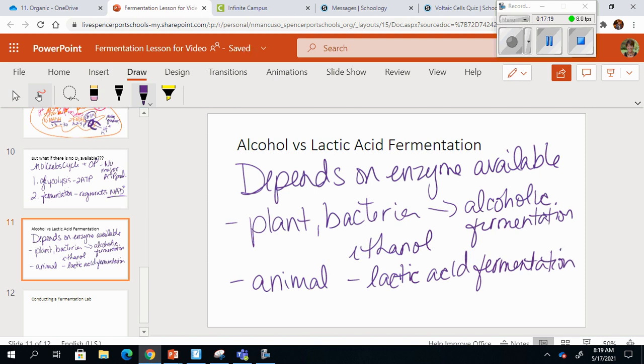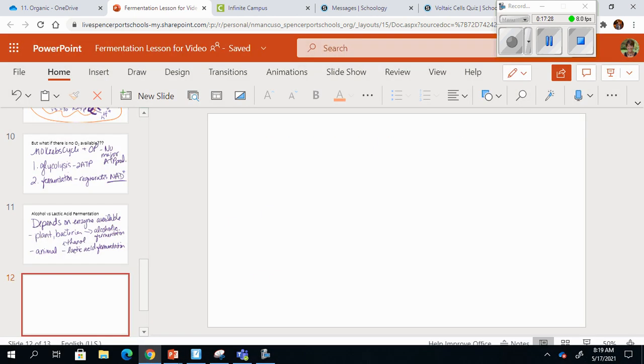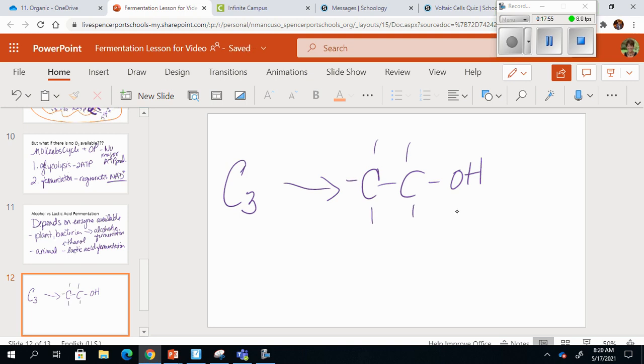And I want you to add a slide here. So go to your home button and click new slide. And you can just make it be blank, add a slide. Okay, so I just want to show you this chemical reaction because this is the reaction that we care a lot about. So if I take pyruvate, which is going to have 3 carbons, I can break it down into an alcohol that will have 2 carbons. So here's what ethanol looks like. 2 carbons. All right, and then I'll also release carbon dioxide. So that's where my 3rd carbon comes from.